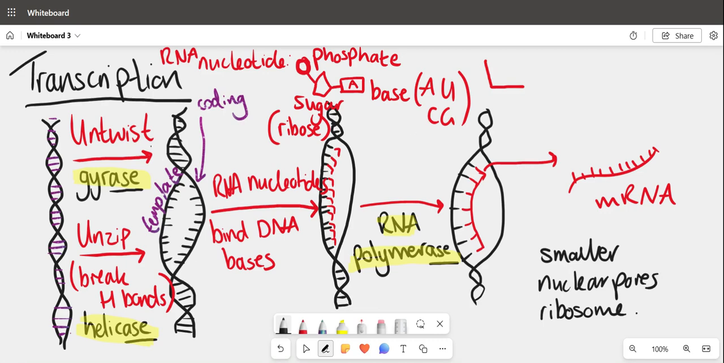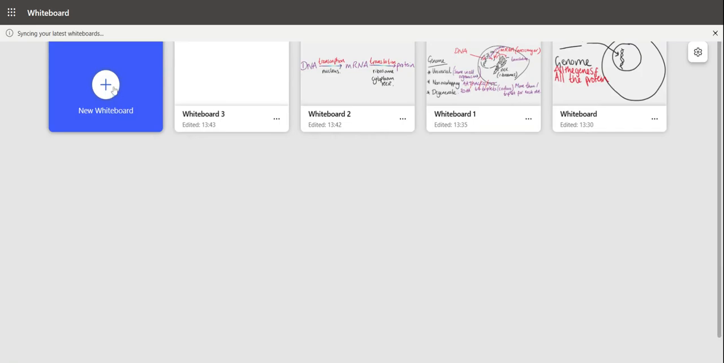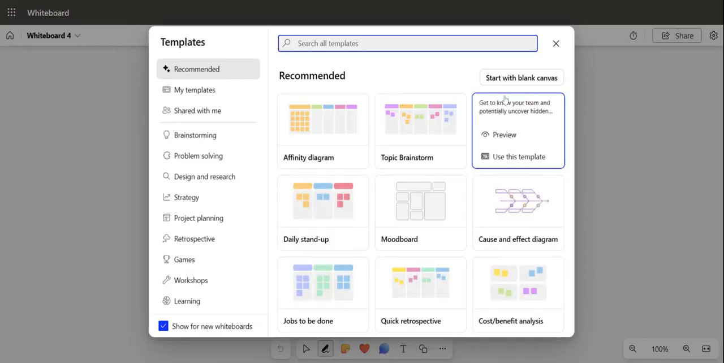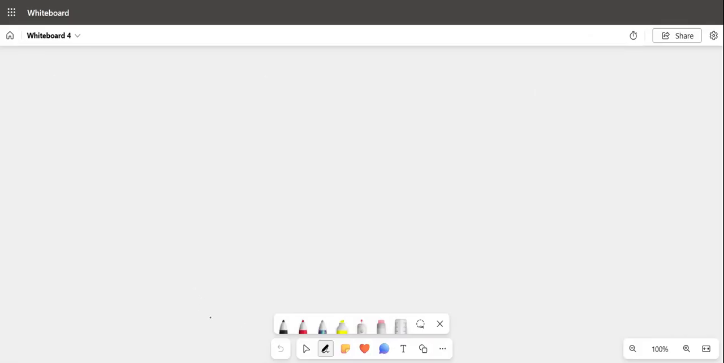So that's transcription. We've used a DNA template. Remember, this was DNA that we started with, and we've made a molecule of mRNA. So off our mRNA goes out through the nuclear pores off to the ribosome, where it's going to undergo a process called translation. So translation is going to use the mRNA as a template to make a protein.